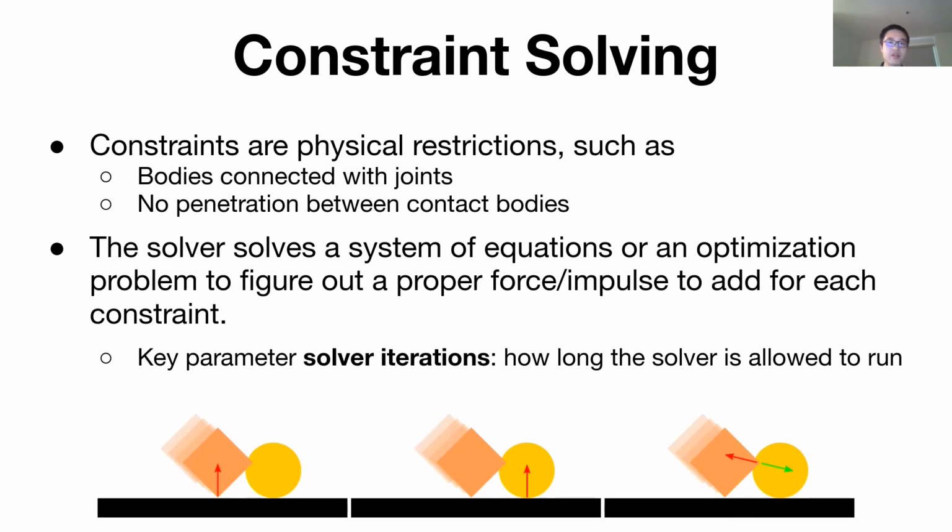The constraint solving makes sure no physical restrictions are violated. For example, bodies connected with joints should move correctly, and bodies in contact should not penetrate each other. The constraint solver solves a system of equations or an optimization problem to figure out a proper force or impulse to add for each constraint. A key parameter is the solver iterations, which indicates how long the solver is allowed to run, and can greatly affect the stability of simulation.